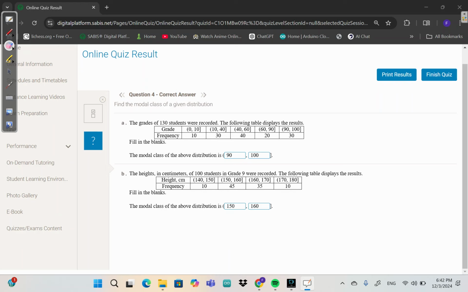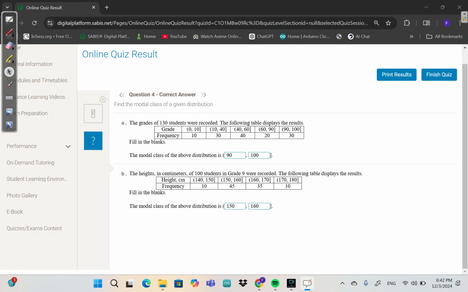Now an easy way to solve this is to look at these. If they all give you the same number, like here between 140 and 150, it's 10. Between 150 and 160, it's 10. Between 160 and 170, it's 10. And between 170 and 180, it's 10. Then your modal class is just going to be the one with the highest frequency. And here it's 45, which is also what we got. 150 to 160, which has the 45 frequency, the highest frequency. Okay? So yeah, that's it for this question.